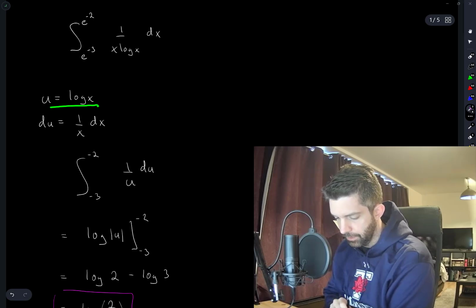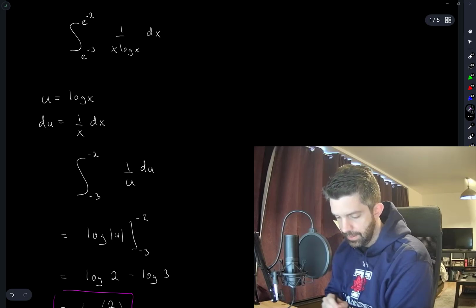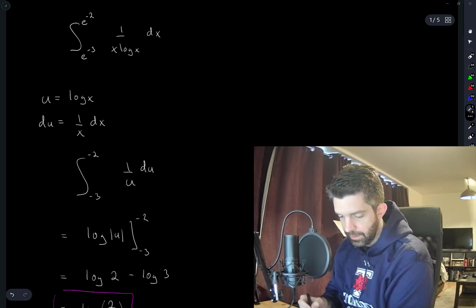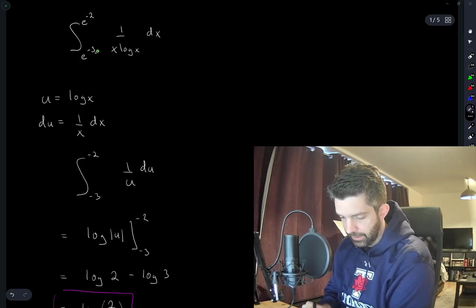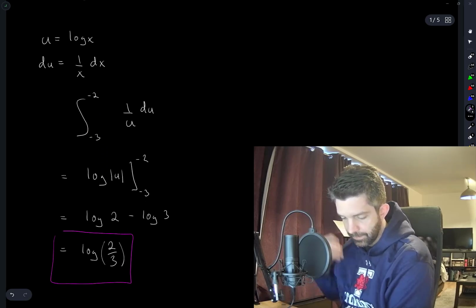Like I said, I made the substitution that u is equal to log x, so du is 1 over x dx. As long as x is positive, there's nothing tricky about this. First thing is we change the limits of integration. When x is e to the negative 3, the log of that is negative 3, so u is negative 3, similar for the upper bound, negative 2.